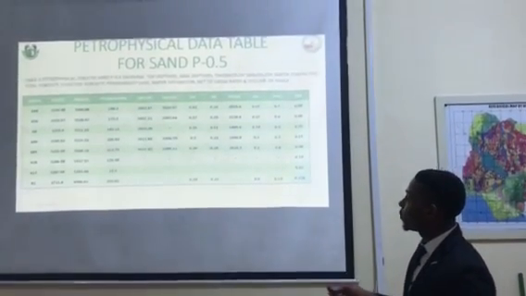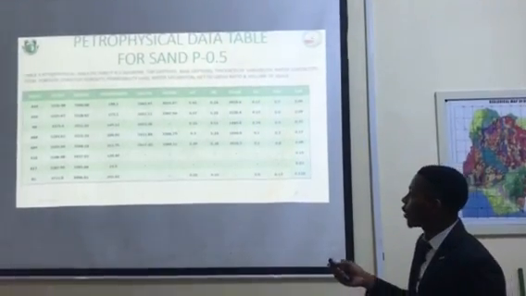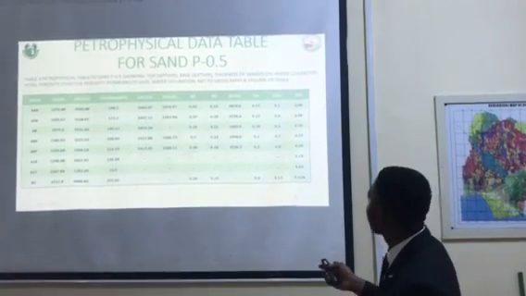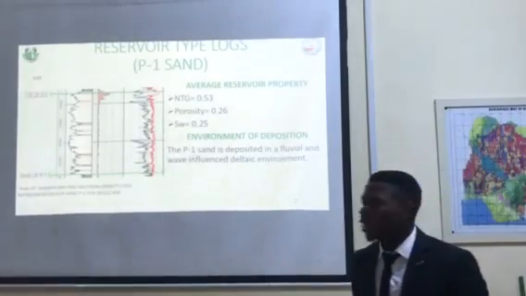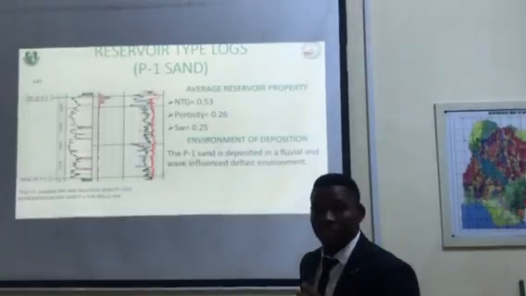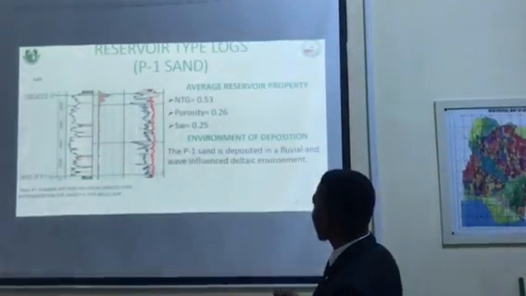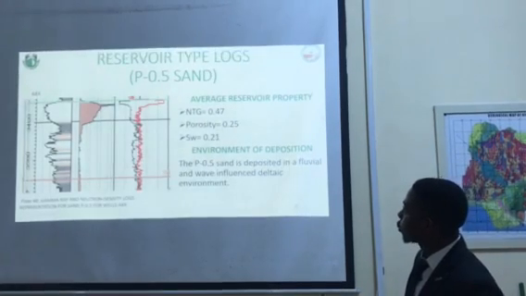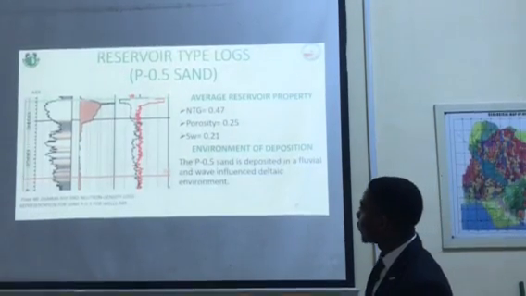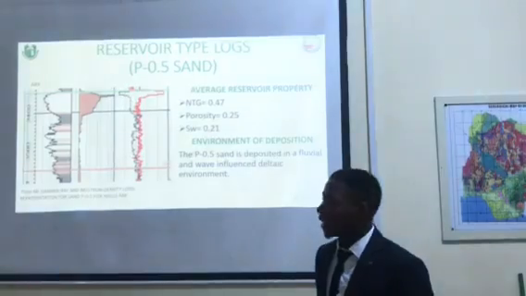Then this is a summary table where we have the top, the base, the thickness, oil water contact, gas oil contact, total porosity, and the rest. Then reservoir geology. In our reservoir geology, we calculated the average net to gross, porosity and water saturation for P1 sand using well A4X. Then we also did that for P0.5 sand using well A8X.